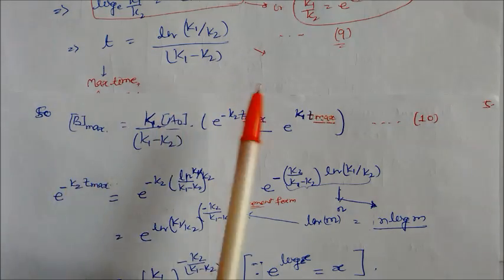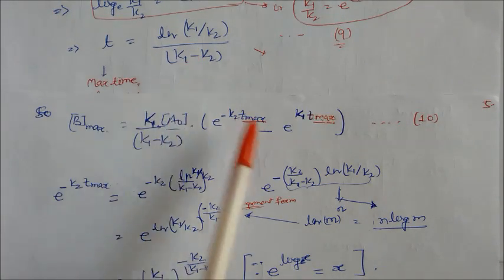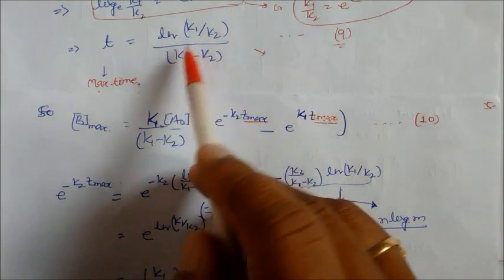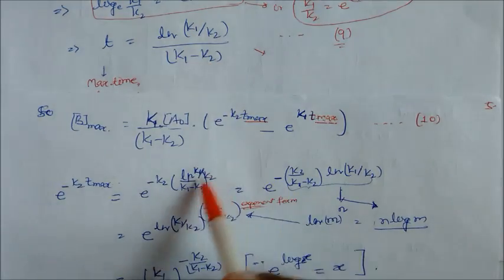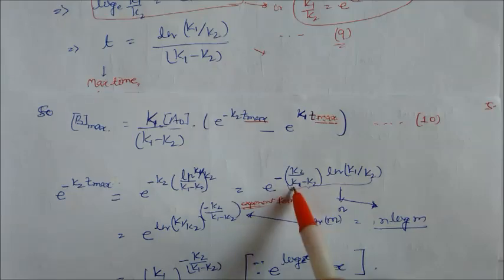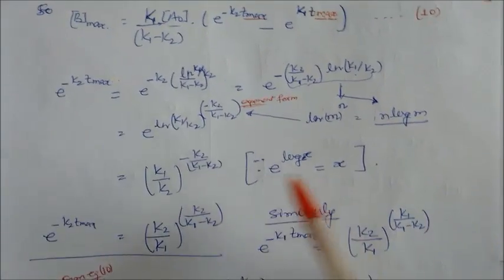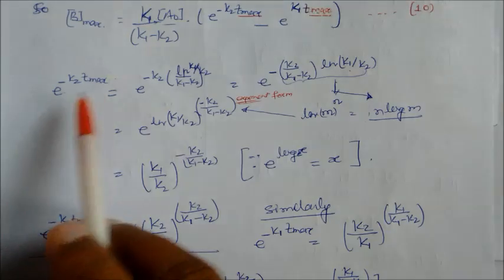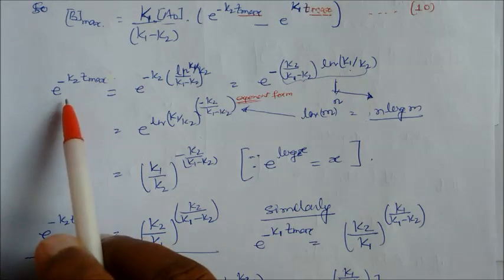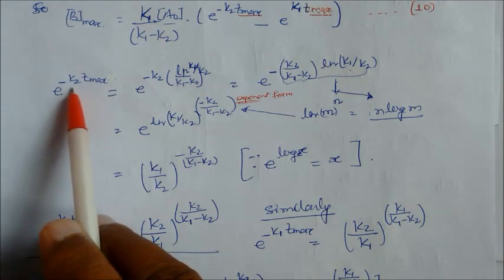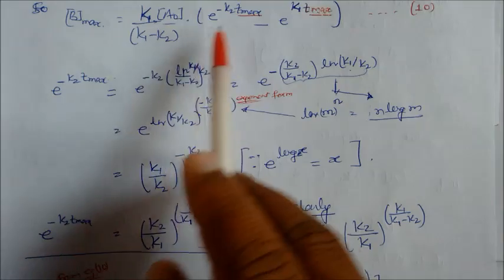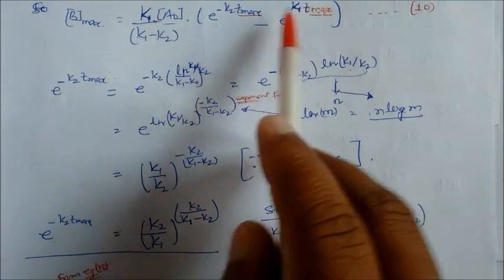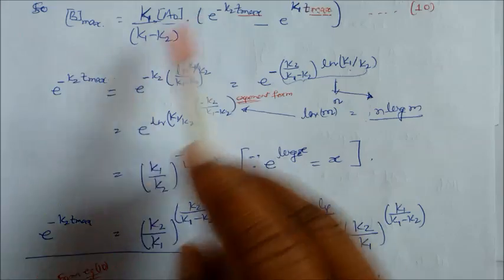Now we will substitute this t maximum value over here. Substitute t as natural log k1 by k2 divided by k1 minus k2, and put this value over here and over here. Now what will happen? Calculate it. So taking e to the power minus k2 t max, we will solve these two values separately.